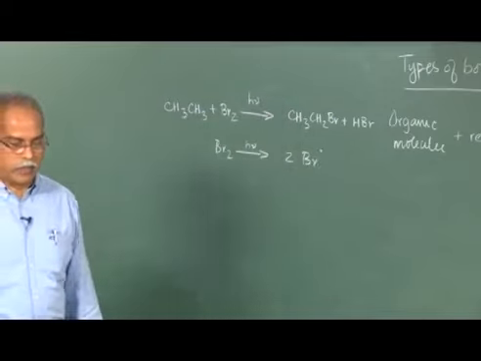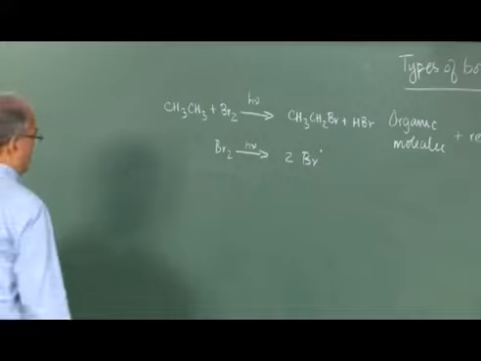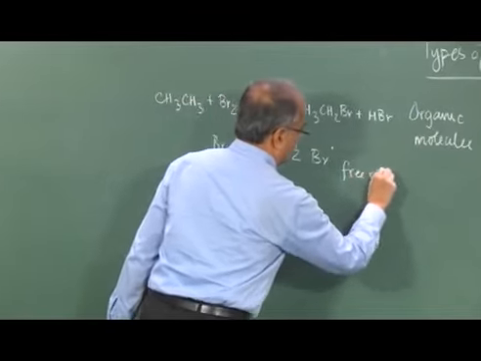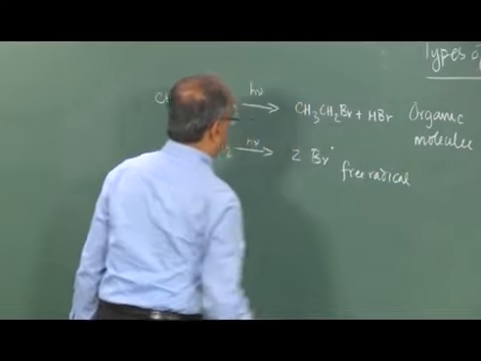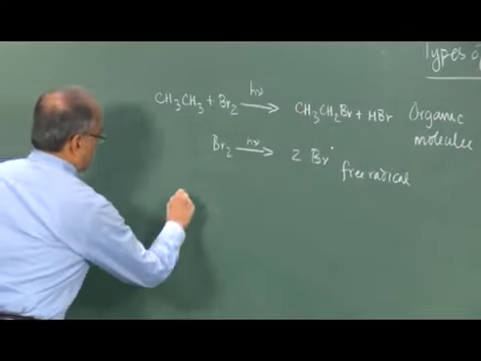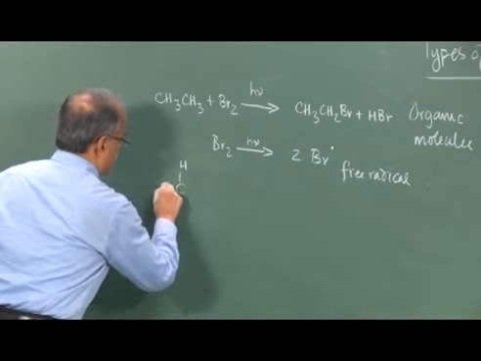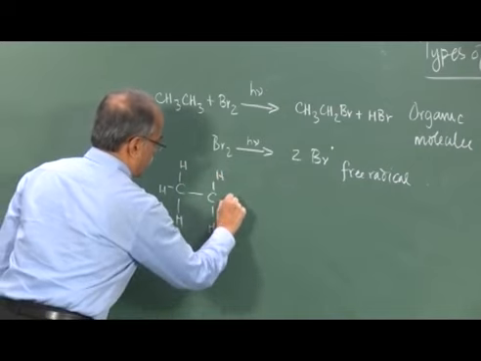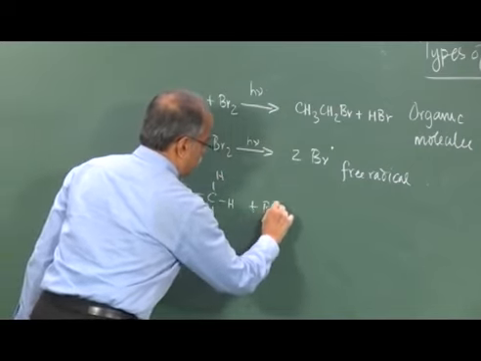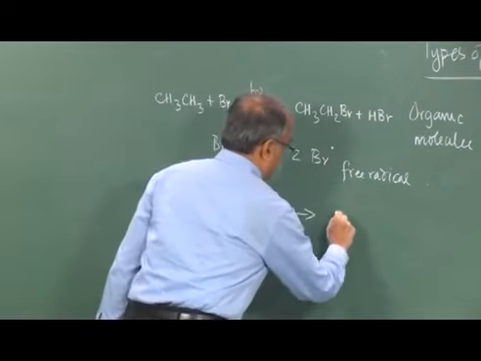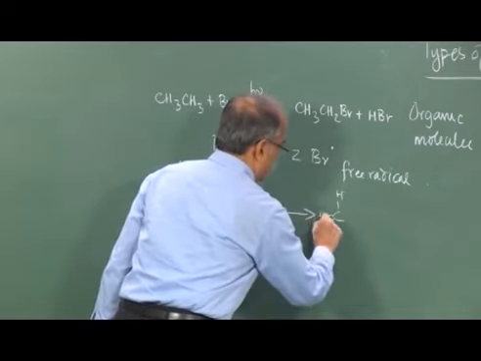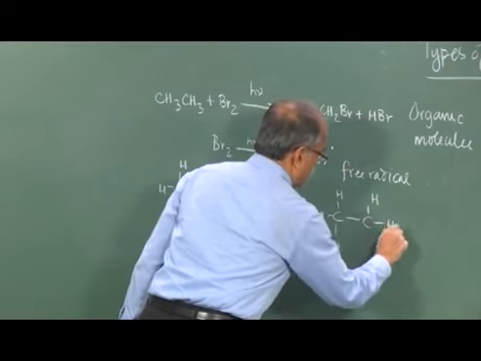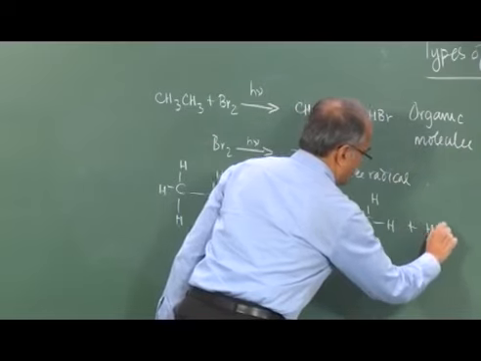The bromine radical, once it is produced, is a highly reactive intermediate. Remember, it does not have an octet, so it is a free radical. Free radicals are reactive intermediates, so it abstracts one of the hydrogens of ethane, producing an ethyl radical plus HBr.